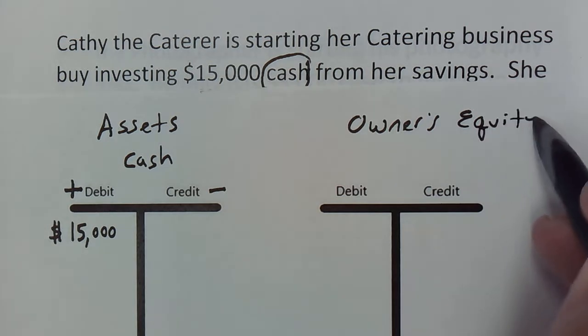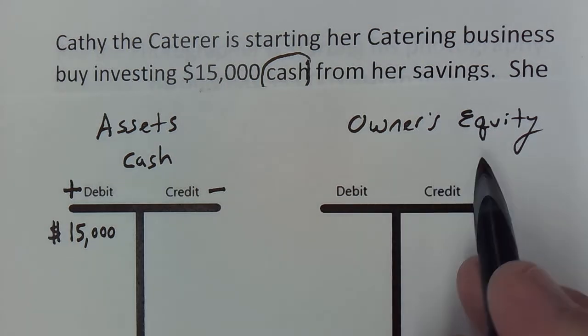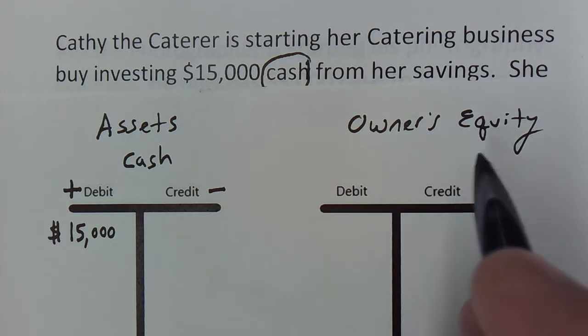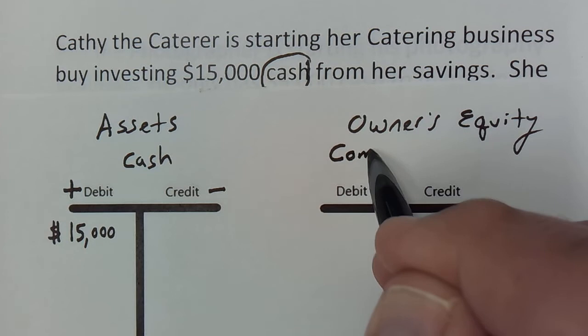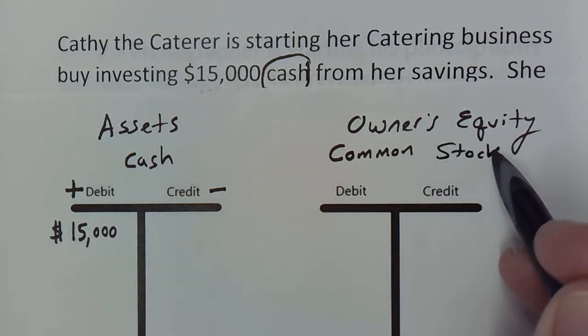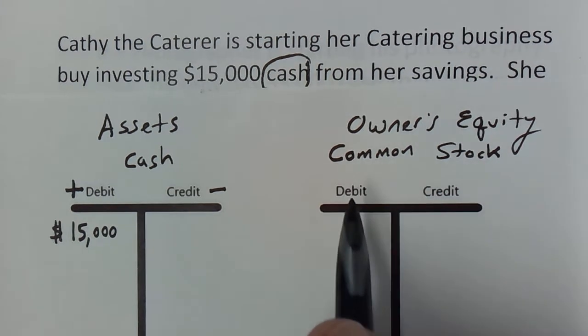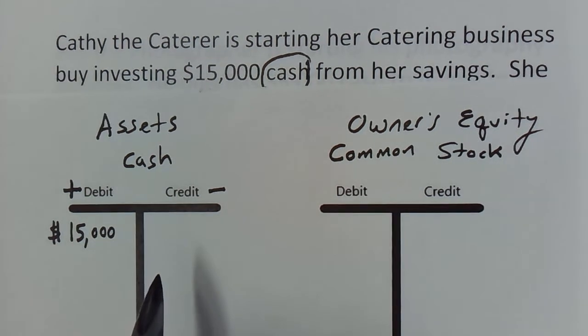This shows the ownership interest, in this case, that Kathy the caterer has in her own company, but you could have multiple owners. But in this case, we just have one. And because we mentioned it's a corporate entity, we're going to show this in the form of common stock. I'll do some more videos regarding the different types of entities and how stock is treated. But we'll start out just simply saying we're using common stock.